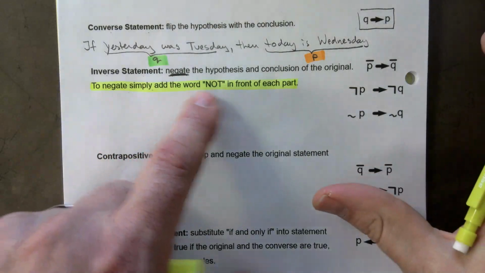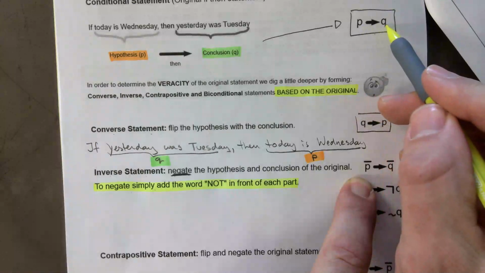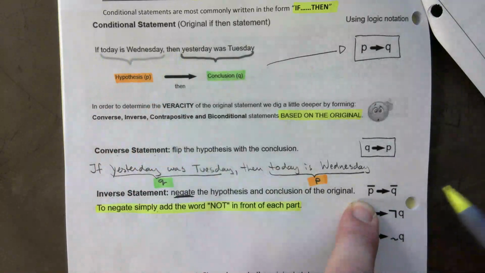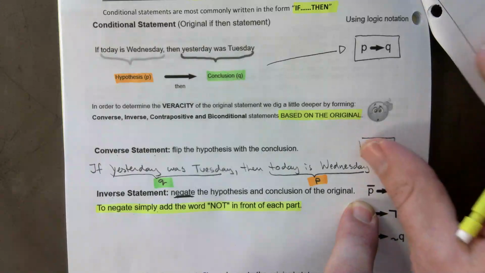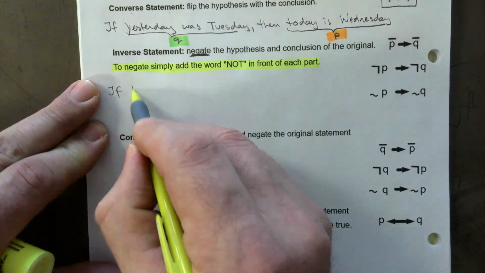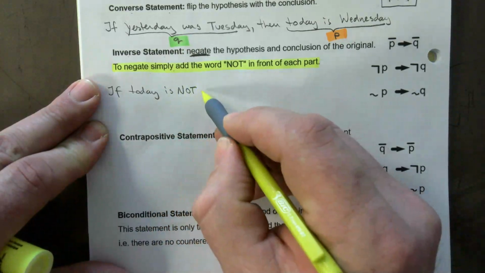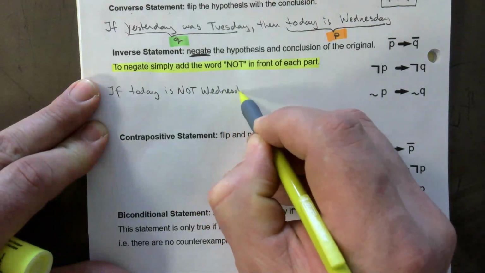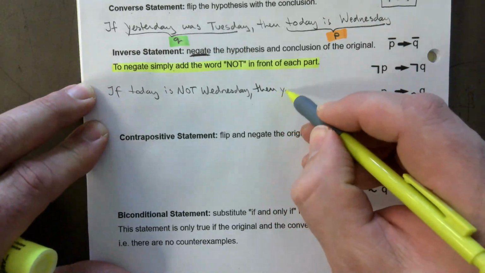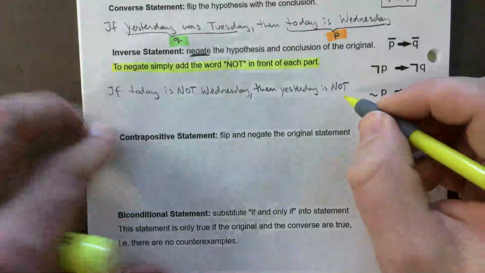So remember, it's P, Q, just like the original, in the same order. So we're going to keep it this way, but we're going to stick a not in front of both of those parts. That's all inverse is saying. So let's take that and write, if today is not Wednesday, then yesterday is not Tuesday.